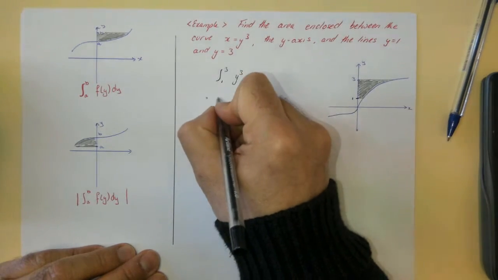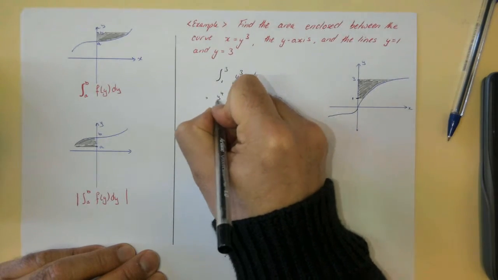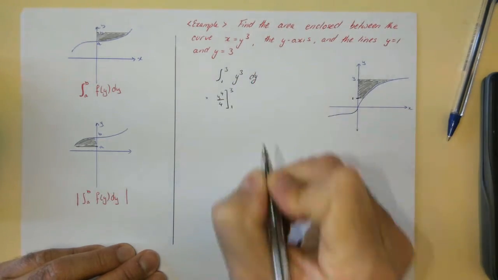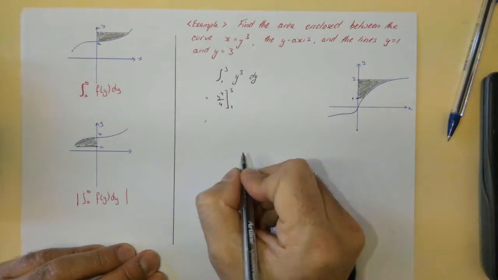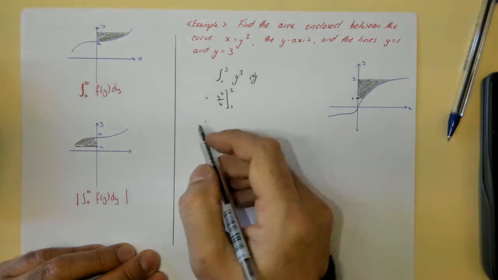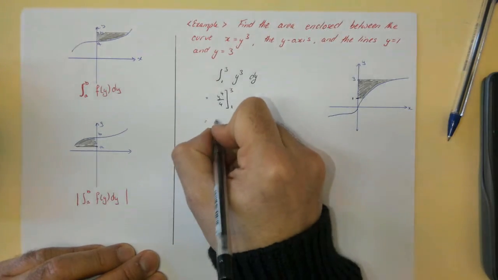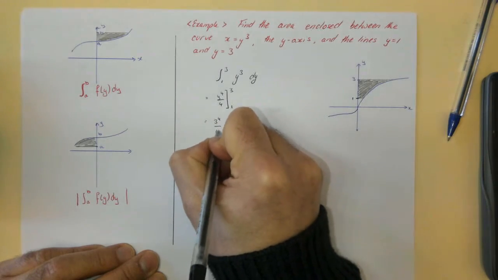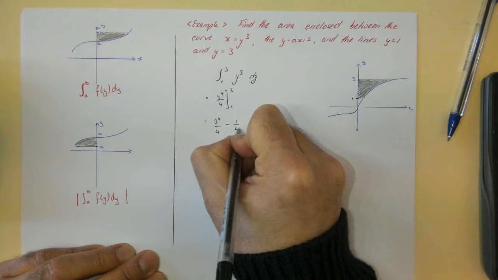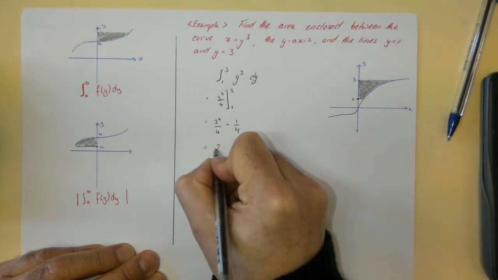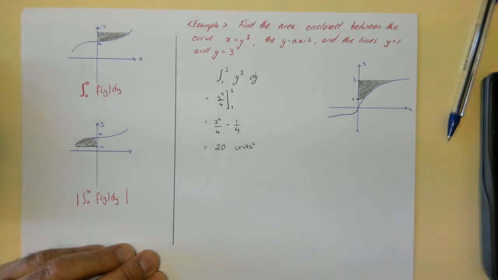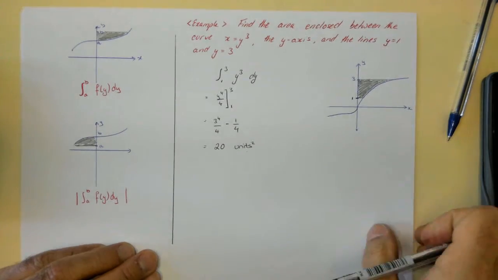So if I integrate that, it's going to be y to the power of 4 over 4 bounded by 3 and 1. Okay, so plugging that into a calculator, we're going to get 3 to the power of 4 over 4 minus a quarter, which is going to give you 20 squared units because you're calculating area.